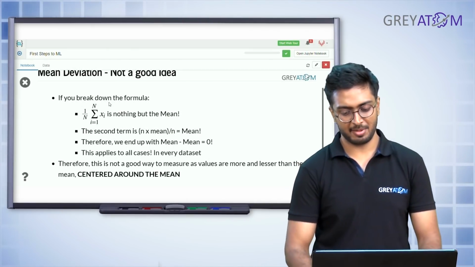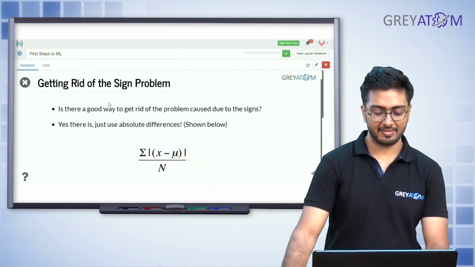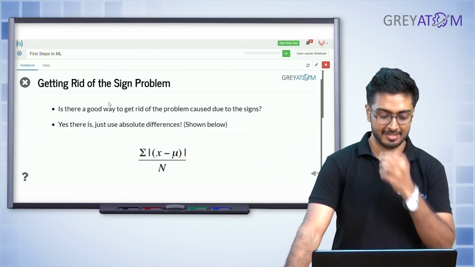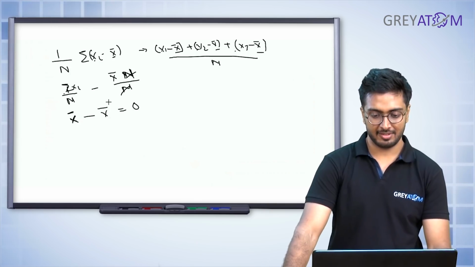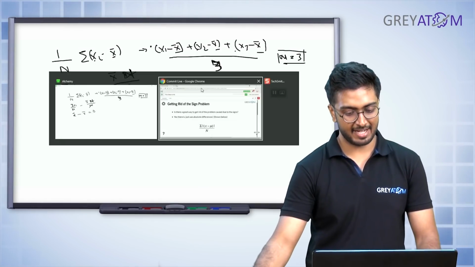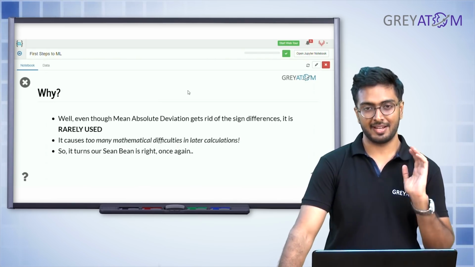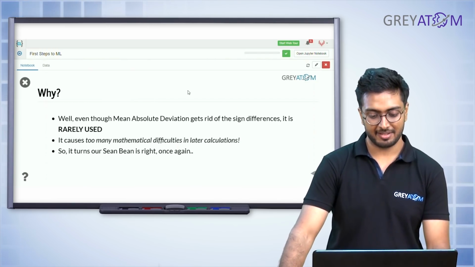So this is not a good way to measure spread, as values are always centered around the mean. So we need to get rid of the sign. One way is, instead of doing this particular thing, we can directly take the absolute values, right? Now that is also not a very good idea. Here n equals 3, just keep that in mind. So we can add the absolute values directly, but absolute values have a problem, which we'll realize much later: mathematical difficulties.